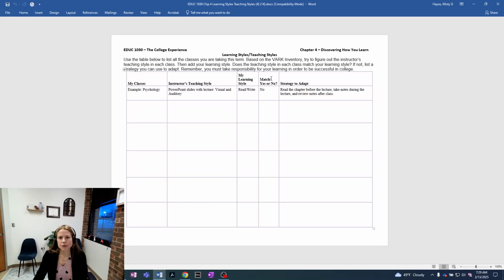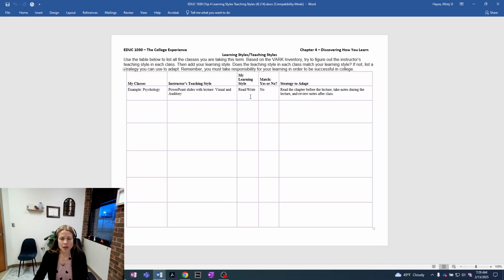If you are a mixture of all of them, then you would be what we call multimodal, and you would just put that. Now, here's the important thing, okay? This is the bulk of what we're trying to get out of the assignment. Once you tell me what class it is, so let's say the example I gave you, your psychology class, your teacher's teaching style is mostly visual and auditory because they give a lot of PowerPoint and lectures. You are read-write based on the BARC inventory you took.